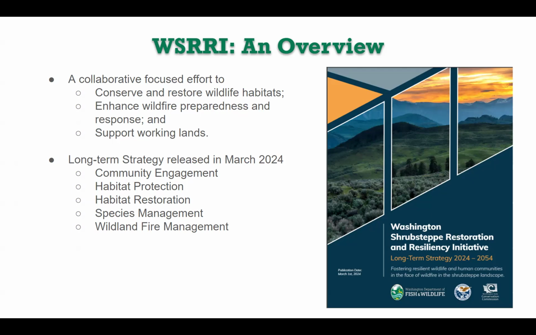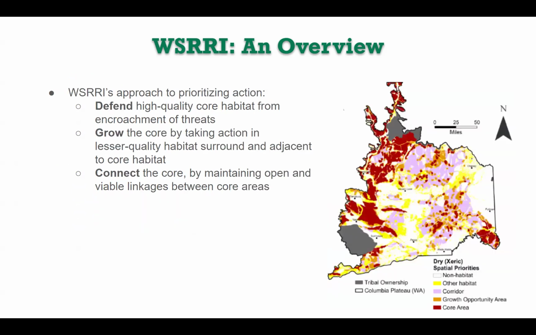It was a large partner-driven process to identify actions for long-term conservation and recovery of shrubsteppe habitats, wildlife, and communities. The duration is 30 years, but the actions are organized into 5 primary categories: community engagement, habitat protection, habitat restoration, species management, and wildland fire management. Go ahead, Andrew. The way that the strategy prioritizes those actions is around the spatial priorities that you're going to learn more about today.